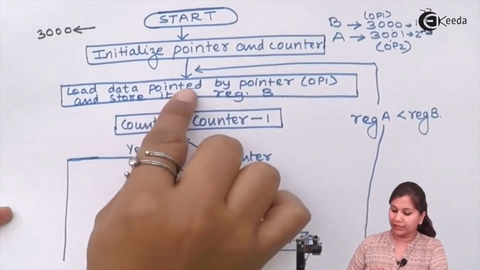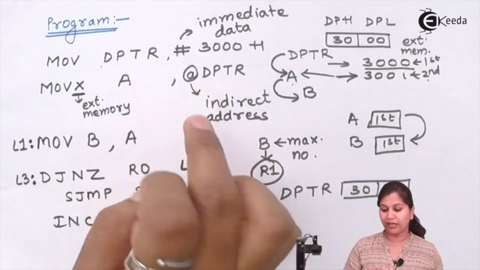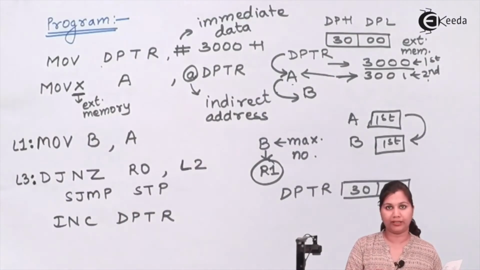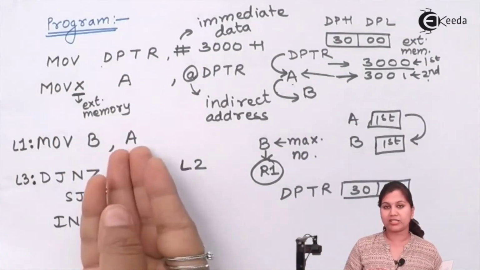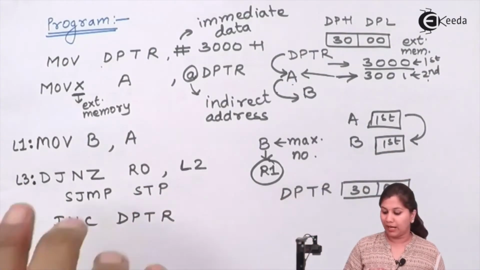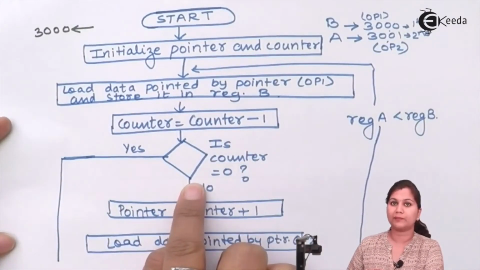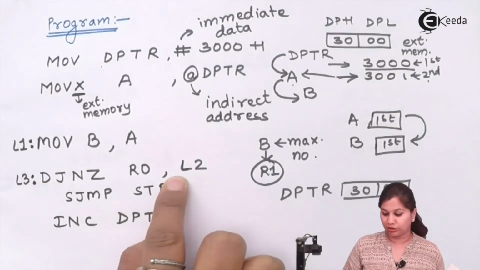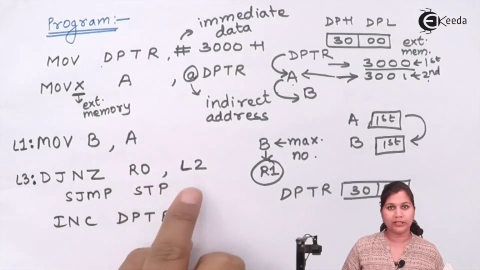After that, you have to load the data which is pointed by the pointer into register B. First of all, we move that number into register A, because we cannot move the data directly into register B. Then register A is shifted into register B, so in register B we have the first number. After that, we have to decrement the counter and check whether the counter has become 0 or not.